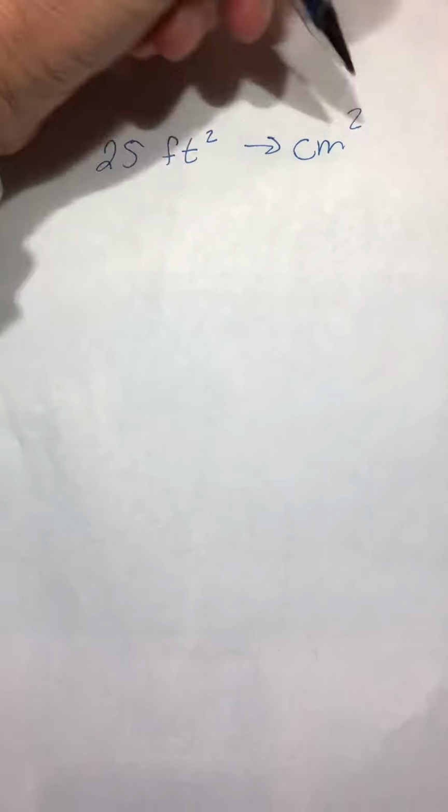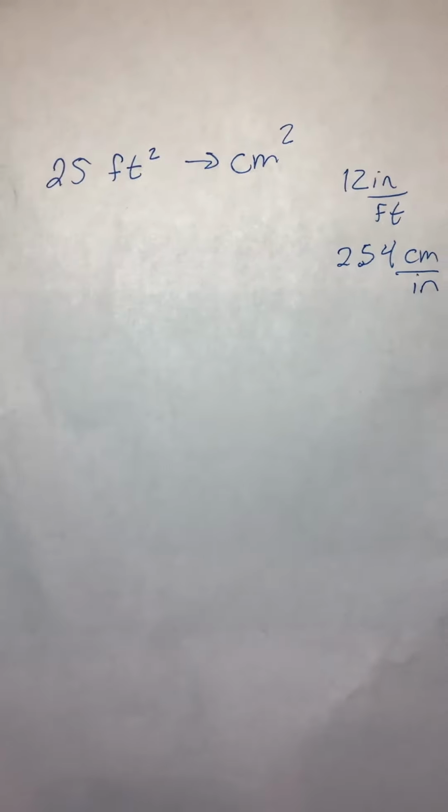Okay, so we already have a good idea of general dimensional analysis when you have something with a single unit or a lone unit. But what if you have something with a unit that's squared? For example, 25 feet squared. And let's say we want to turn 25 feet squared into centimeters squared.